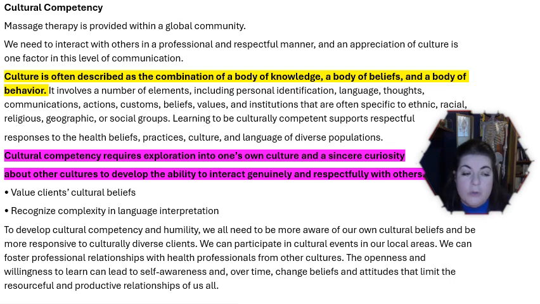All right. Cultural competency requires that you explore your own culture and have a sincere curiosity about other cultures to develop the ability to interact genuinely and respectfully with others. Now you may be thinking, I've maybe never traveled far out of Michigan or out of the United States. Like, I haven't seen that many cultures. Michigan itself is very diverse.